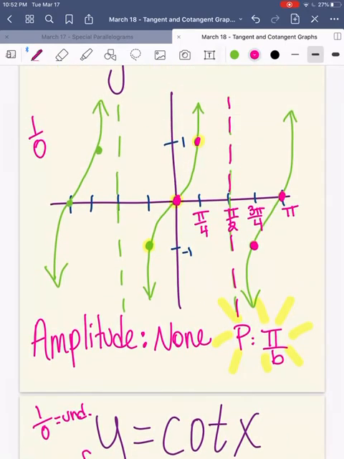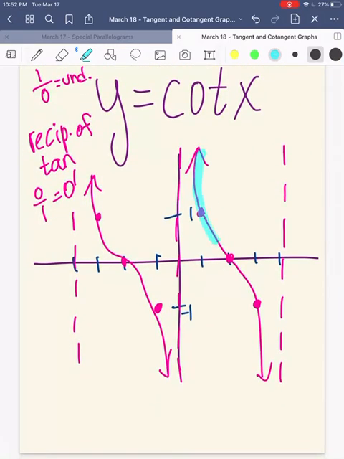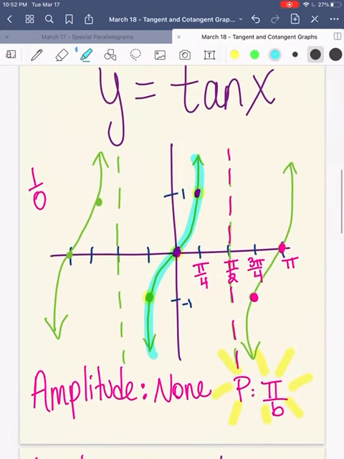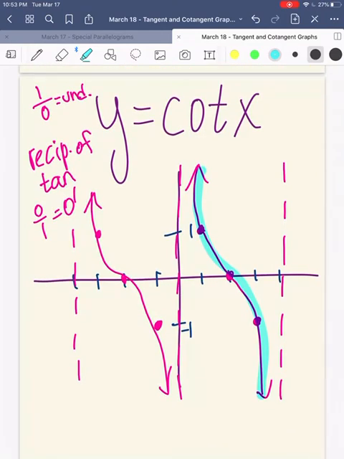All right, so let's note some differences. See how this graph is increasing? It's going up. Notice what this graph is doing. It's decreasing or going down, okay? So tangent is going to increase while cotangent decreases.